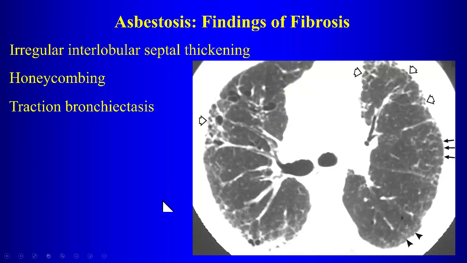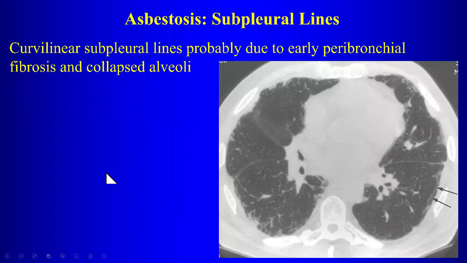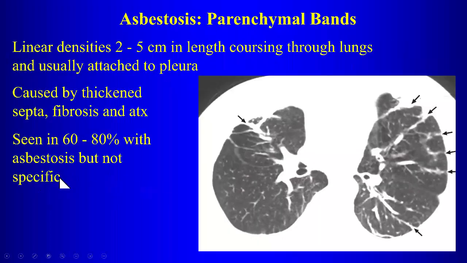The subpleural peripheral honeycombing is essentially UIP, looks just like idiopathic pulmonary fibrosis, but that's where the history of the asbestos exposure becomes important. Subpleural lines, just vocabulary. These are lines that are parallel to the subpleural surfaces, probably represents atelectasis or some fibrosis that we can also see with asbestosis. And then parenchymal bands.